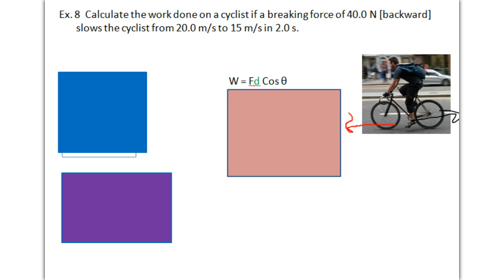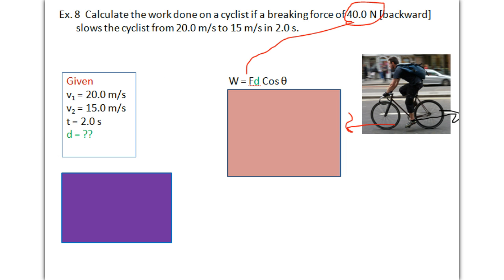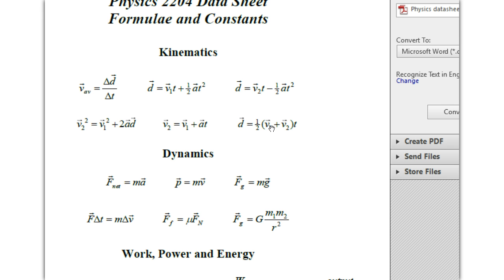So theta will end up being 180. So you know that at this point. And you have the force, which is 40 newtons. And you need to find the distance traveled. So if you look at the information you're given, you have V1, V2, you have time, and you need to find distance. So V1, V2, time, and distance.